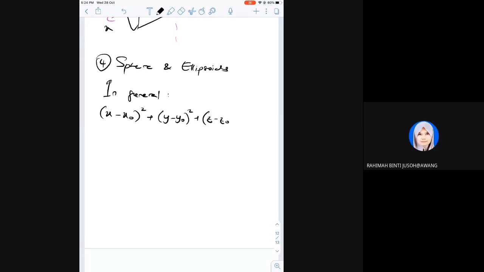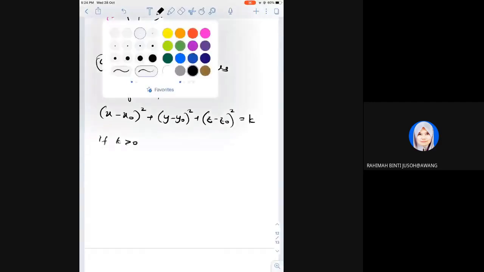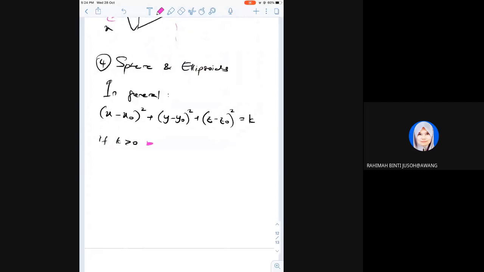Yes. Like this equals to K. In general, the equation looks like this. This is the equation of a sphere. Now, we have three possibilities of K. If K is greater than zero, we will get a graph of a circle, right? Circle with radius K. Radius equals to K, right?